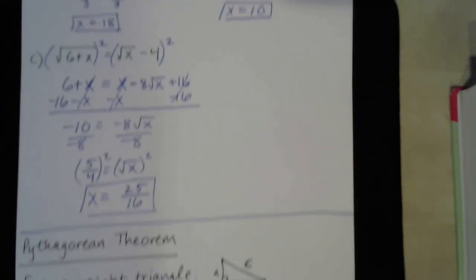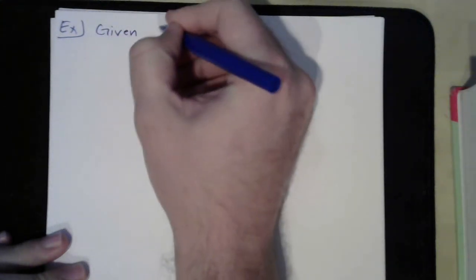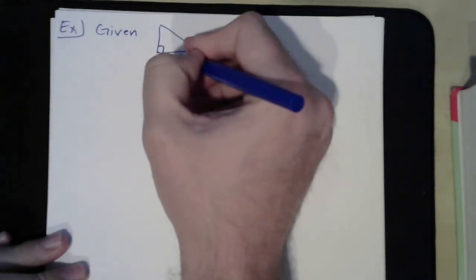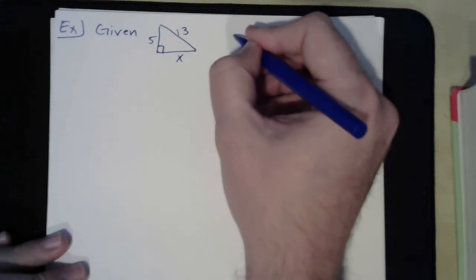So let's look at two examples of Pythagorean theorem. So given this triangle, x, 5, and 13, we are going to solve for x.